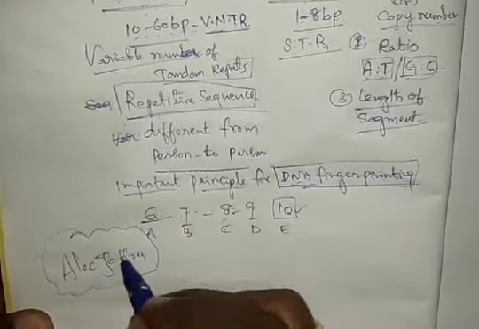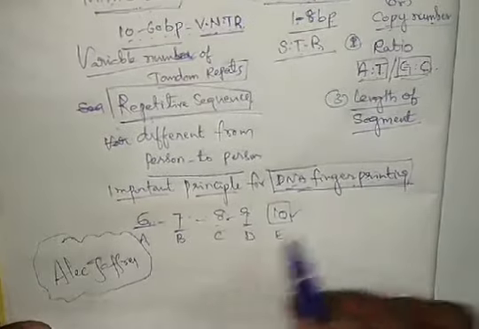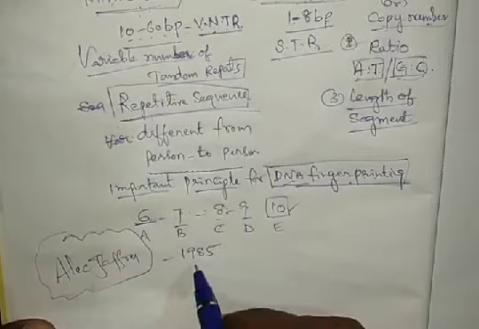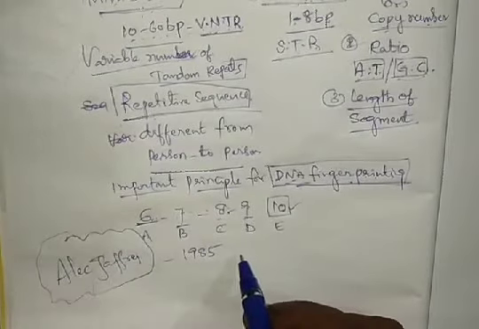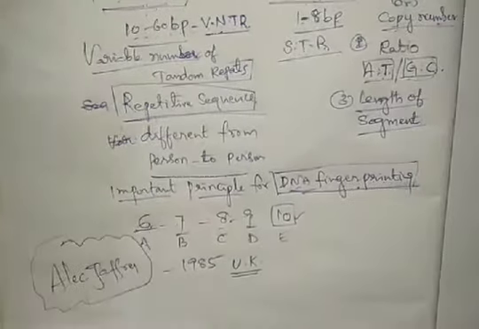So Alec Jeffreys developed DNA fingerprinting in 1985. He is from the UK.